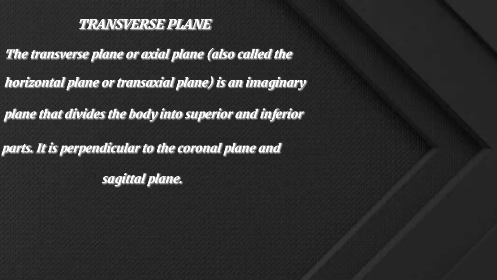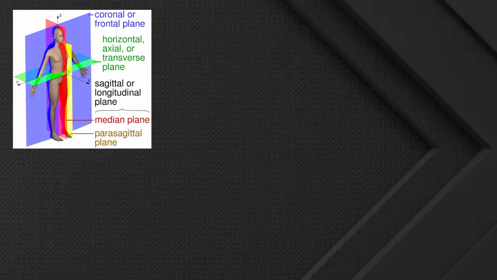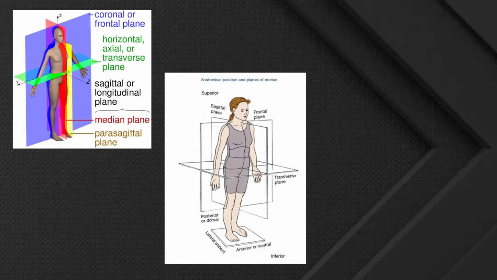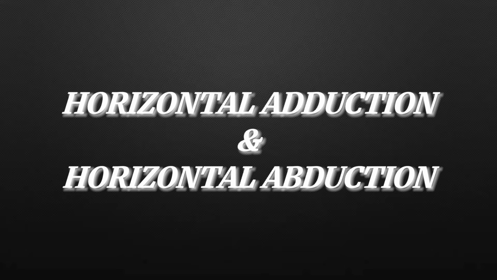The transverse plane, or axial plane, also called the horizontal plane or transaxial plane, is an imaginary plane that divides the body into superior and inferior parts. It is perpendicular to the coronal plane and sagittal plane.